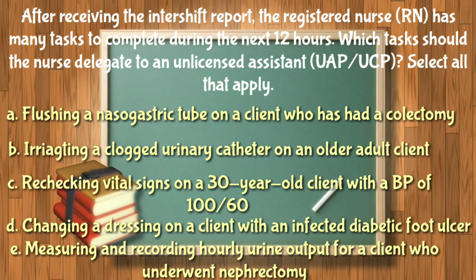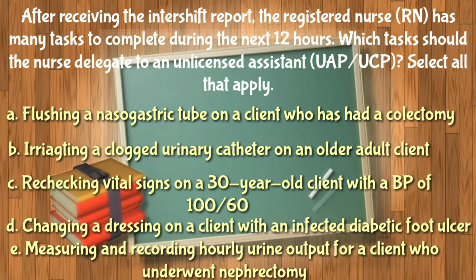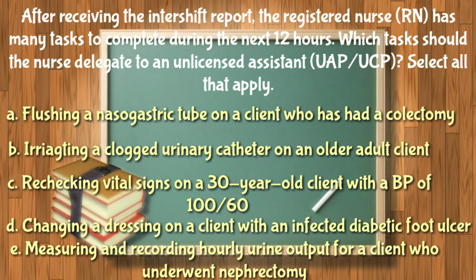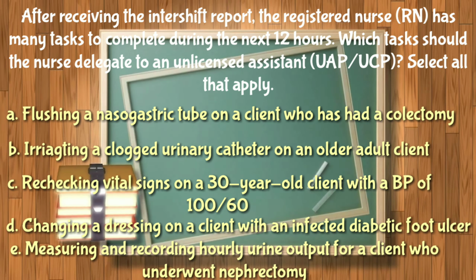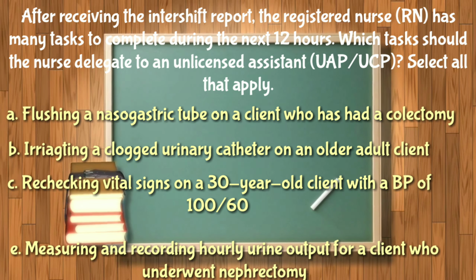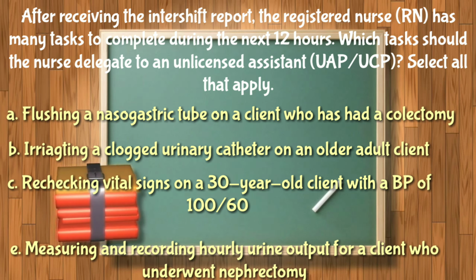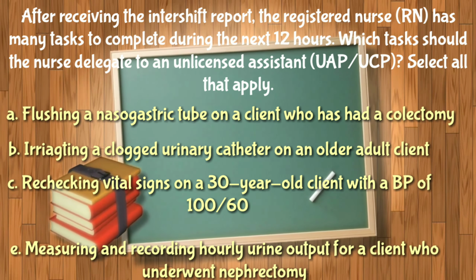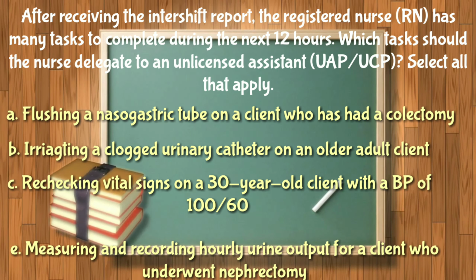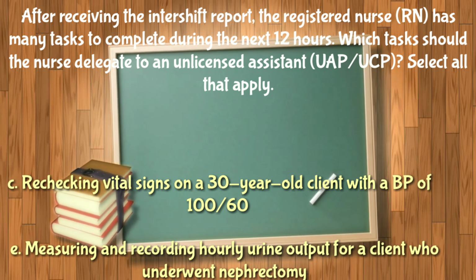By looking at the choices, the client with an infected wound should have the dressing changed by the RN for assessment of effectiveness of wound therapy and complications. So letter D is eliminated. Let's also eliminate letter A and letter B. Why? Because the registered nurse should irrigate the nasogastric tube and irrigate the urinary catheter, as these are not in the UAP or UCP scope of practice and job description. So you are left with the two final answers, letter C and letter E.